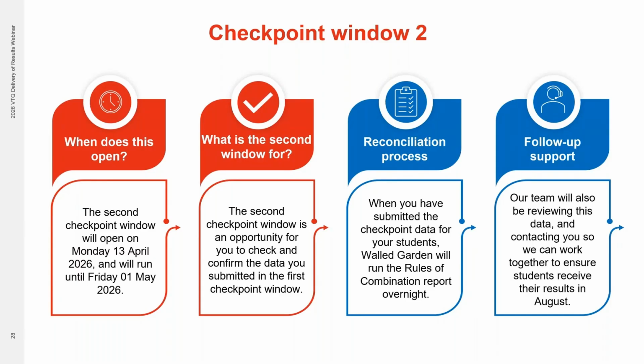In terms of the reconciliation process, when you've submitted the checkpoint data, Walled Garden will again run that report overnight, and you'll be able to check that, as I've already mentioned, the following morning after about 9:30. And in terms of follow-up support, again, as with the first window, our team will also be reviewing this data and we'll be contacting you so that we can work together to ensure that students receive their results on time in August.